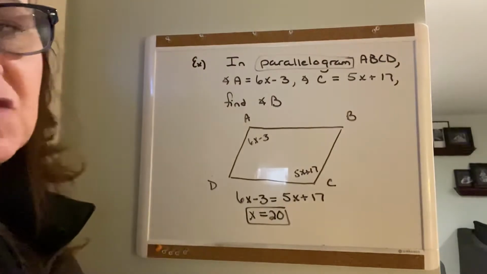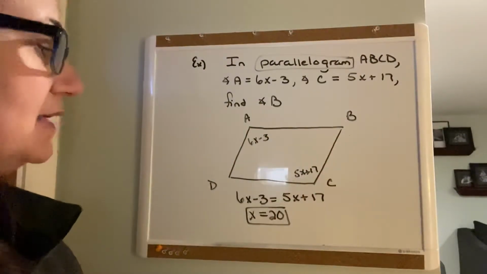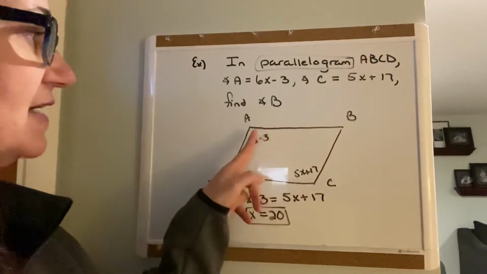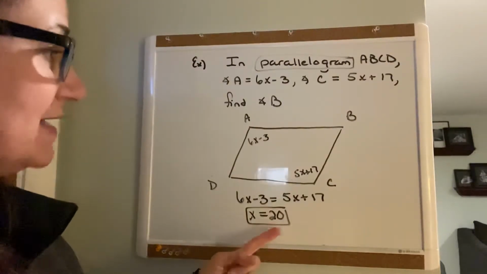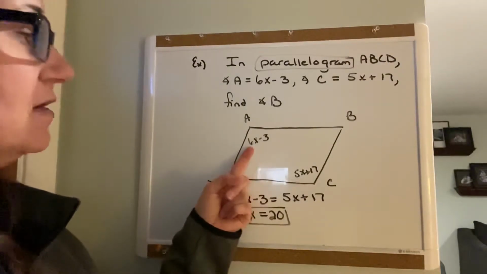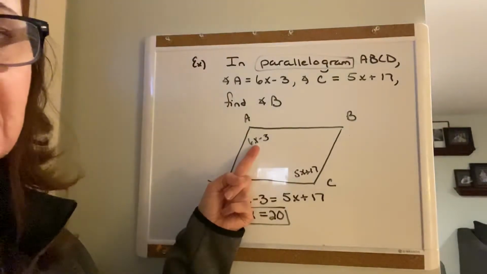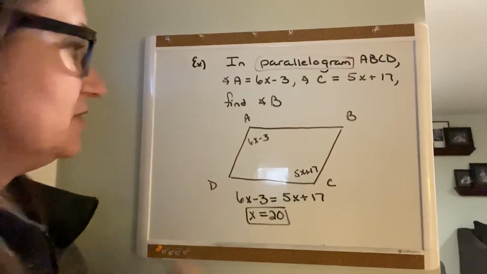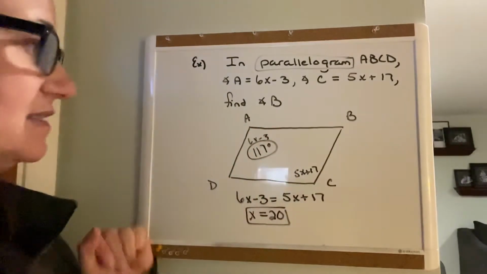That's not what I asked for. That's just the first step. I asked you to find the measure of angle B. So in order to find angle B, you have to either find angle A or C first. So if we plug 20 back in for angle A, 6 times 20 is 120, minus 3 is 117 degrees. So angle A is 117 degrees.